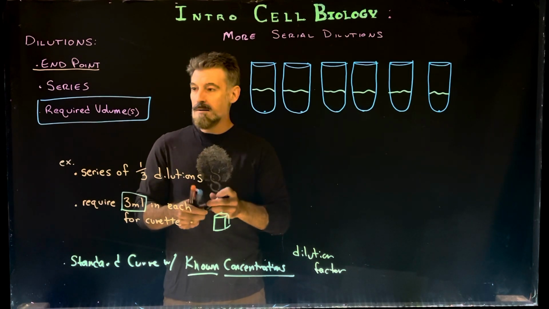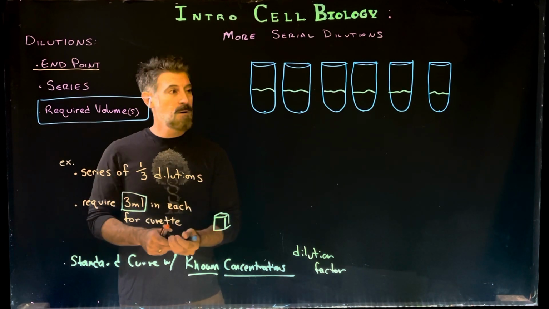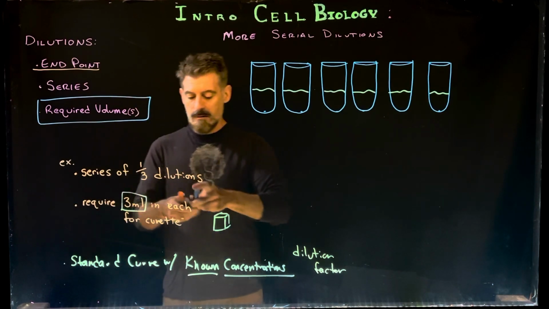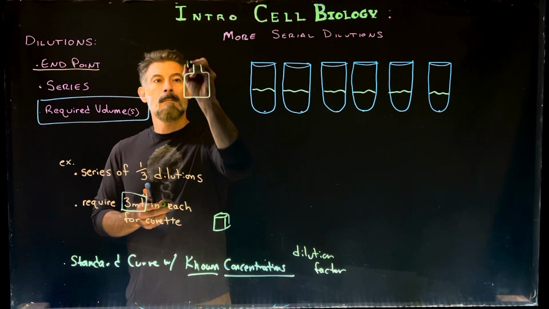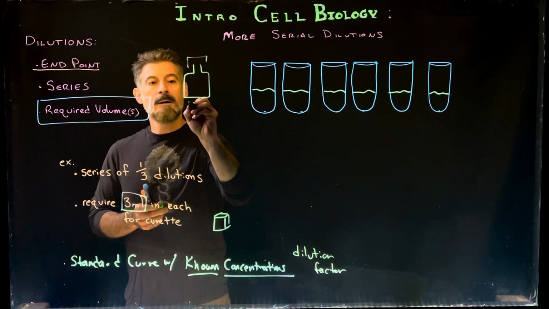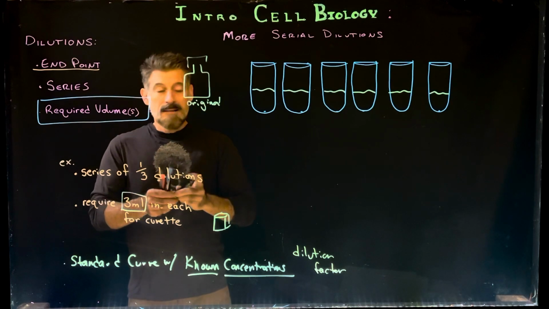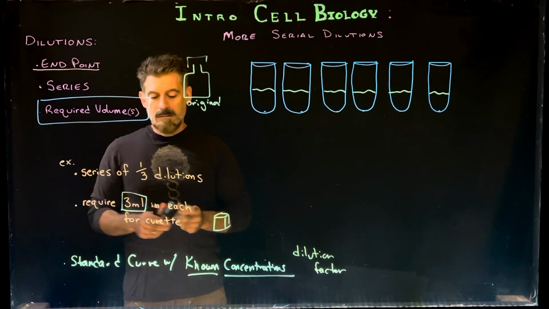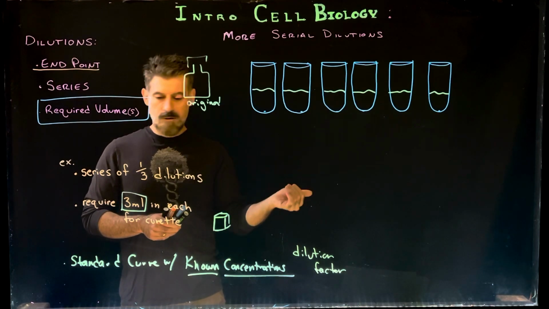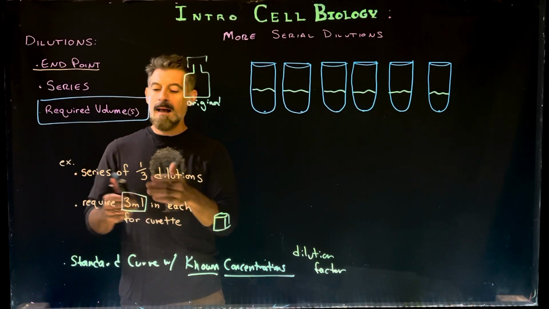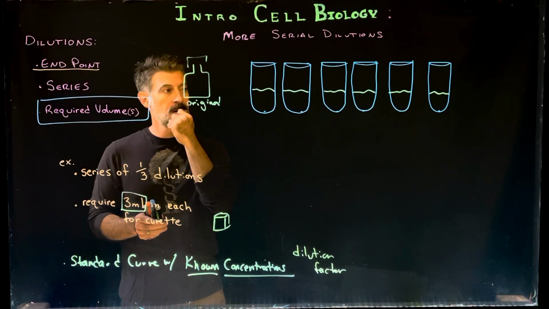Sometimes, in certain scenarios, that's a part of the problem that you might be given. So here's the problem that we're given. We have an original solution here of a known concentration. So this is our original, and that's at some specific concentration, which I'll add in later. What we're told here is we want a series of 1 to 3 dilutions. And we need at least 3 milliliters in each one, because that's what we need to put into the cuvettes.